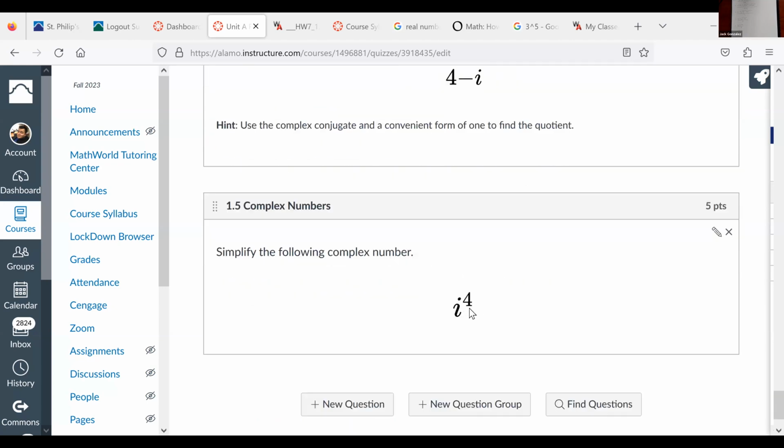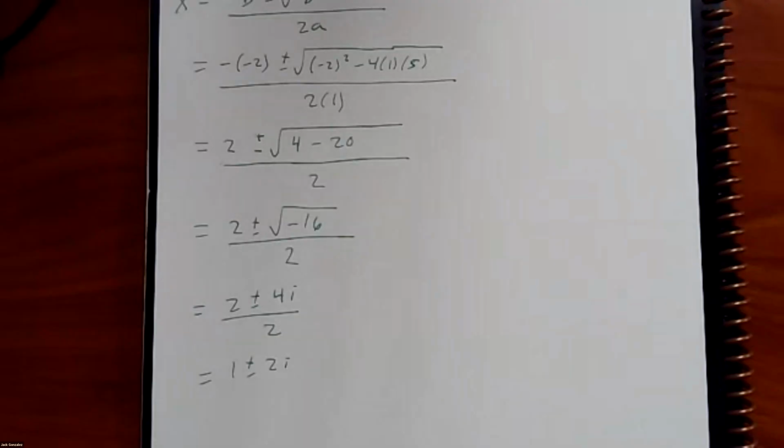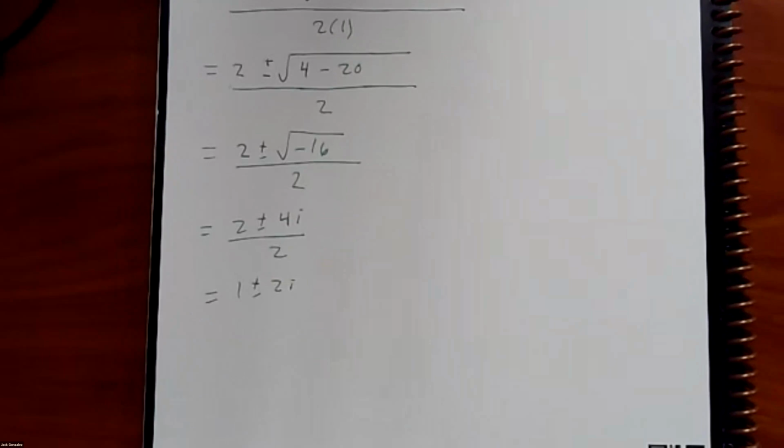Here you deal with i to the 4th, which is going to be equal to 1. Remember I gave you those rules? So break it up into pieces so you can see it. Because i squared is -1, so that's i squared times i squared, which is -1 times -1, obviously +1. Any questions on the review or concerns?